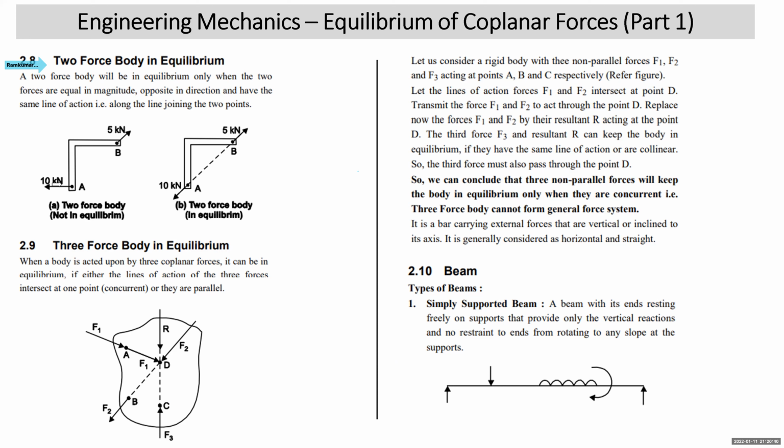Can you see that here? I've shown two examples. In this example, it is an L-shaped body. There are two points A and B. 10 kilonewton is applied horizontally at A.